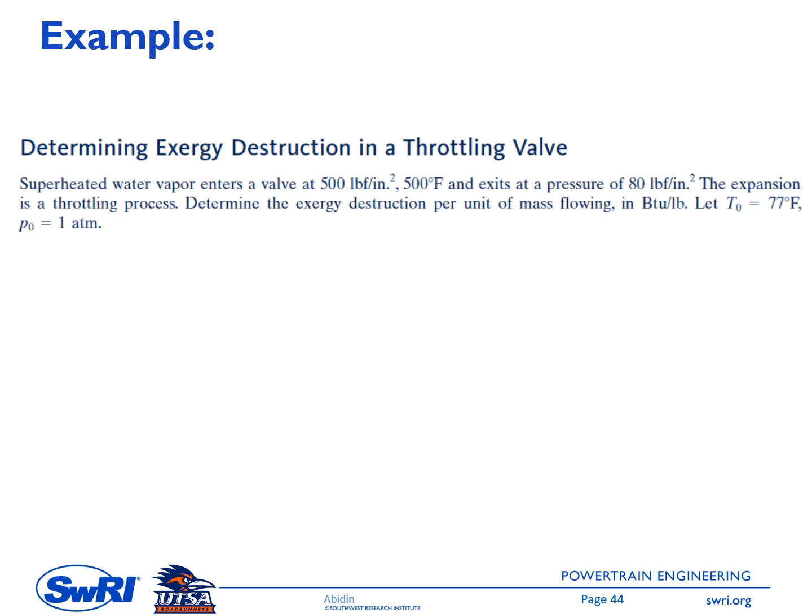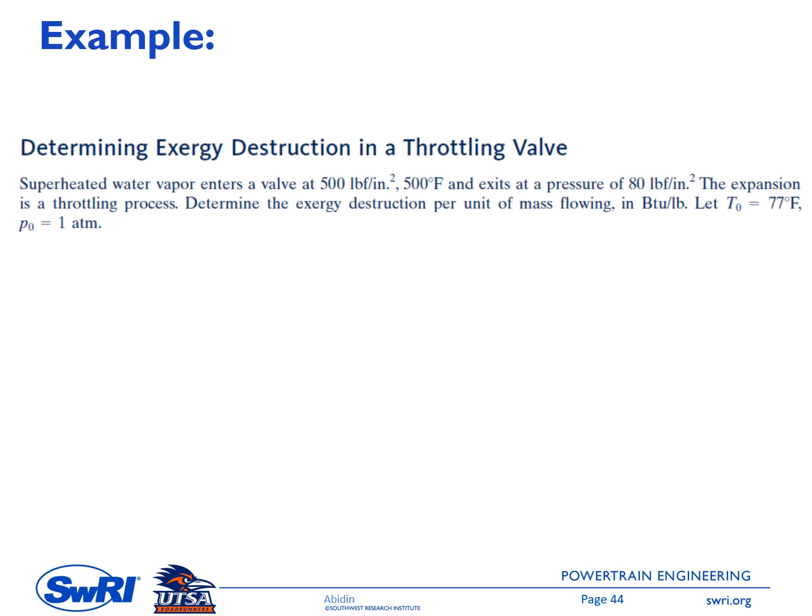500 degree Fahrenheit, and exit at a pressure of 80 pound-force per square inch. The expansion is a throttling process. Once again, a throttling process means enthalpy out equals enthalpy in. Question: determine the exergy destruction per unit of mass flowing in BTU per pound. T0 is given here, 77 degree Fahrenheit, and P0 is 1 atmosphere.